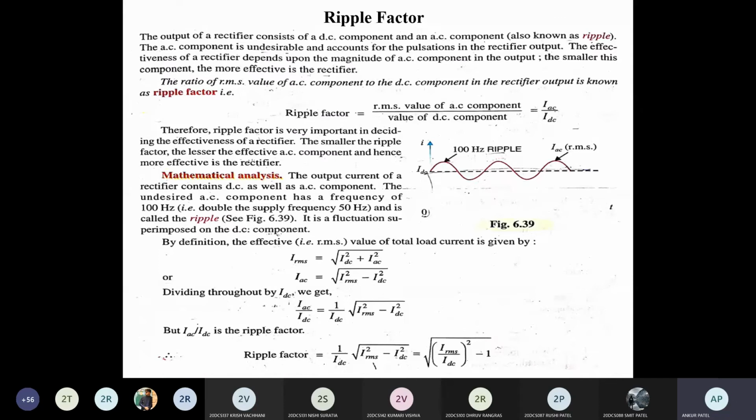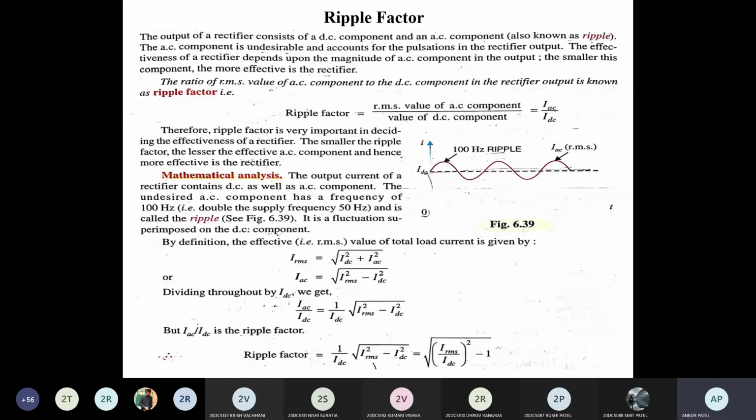Now we know that in half wave and full wave we get pulsating DC. Pulsating DC has an AC as well as a DC component. To get pure DC, we need to remove this AC component. Due to having this AC and DC component, there is the ripple factor. So can anyone tell me, should the ripple factor be low or high to get pure DC?